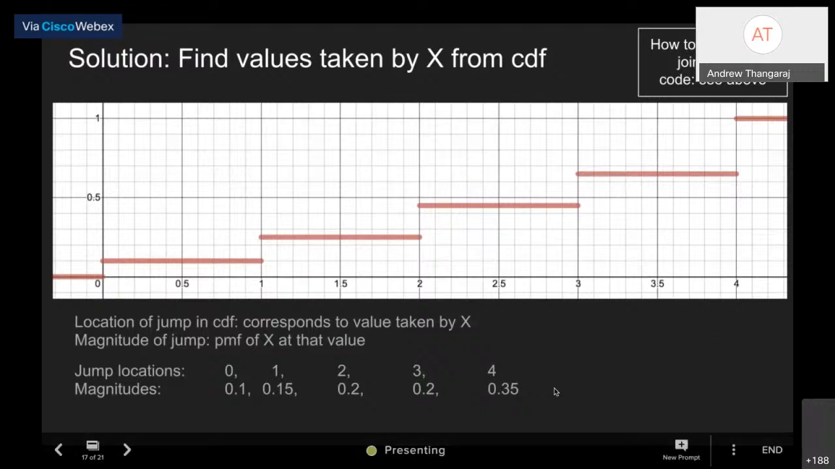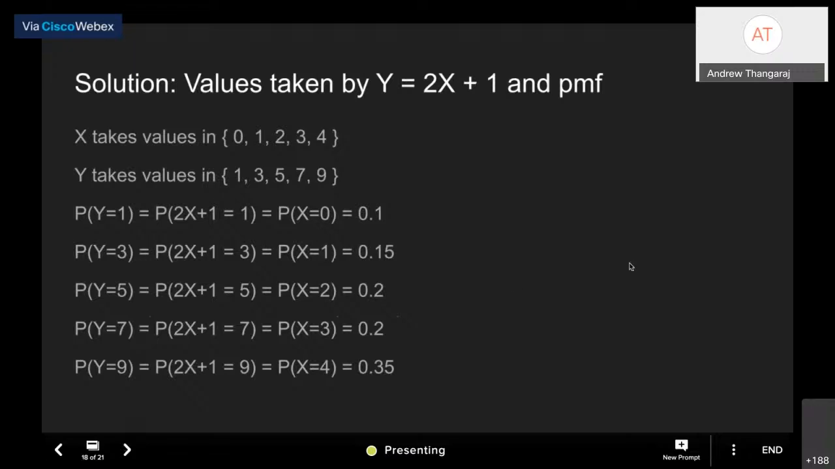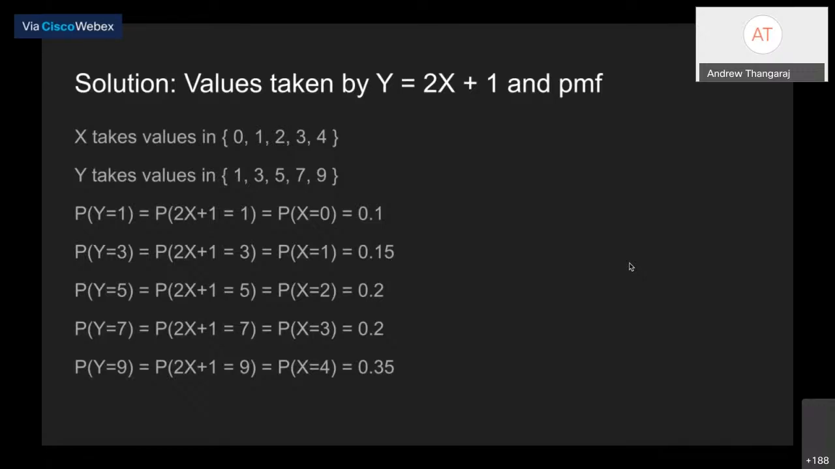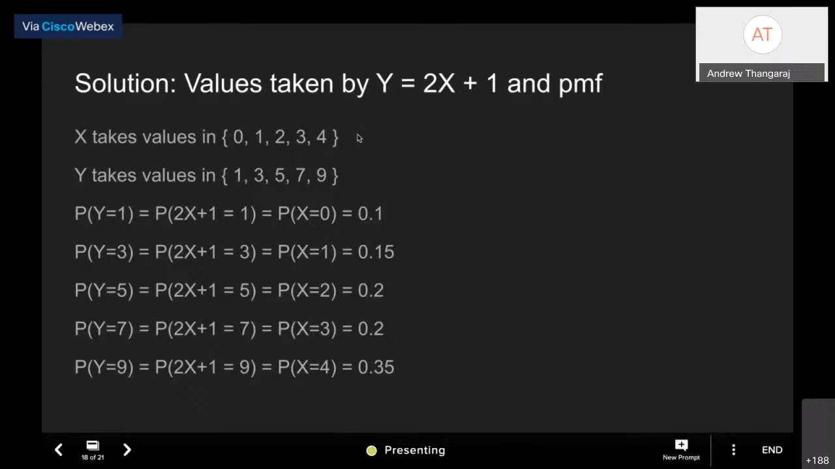So this is the first step. We are not done with the problem. The problem asks for one more thing, and that's not too bad. We have done this before. We know how this works. x takes values 0, 1, 2, 3, 4. I'm interested in y equals 2x plus 1. That takes values 1, 3, 5, 7, 9. And the probability is quite easy to see. The probability that y equals 1 is going to be 0.1, then 0.15, 0.2. So it's straightforward from that point onward.